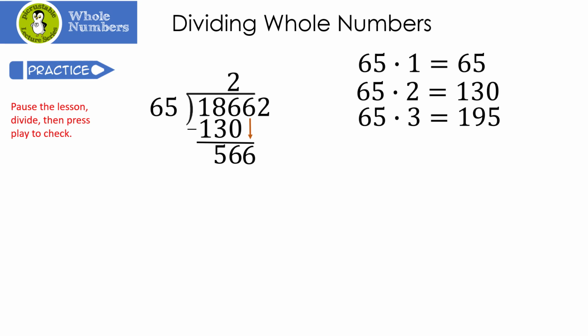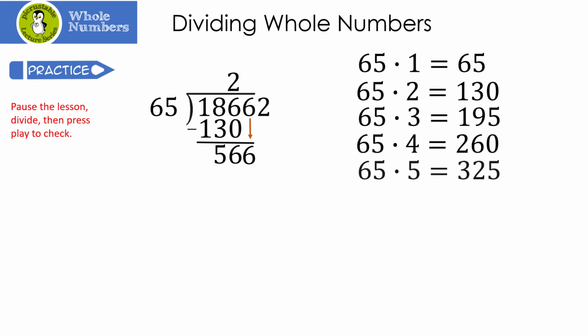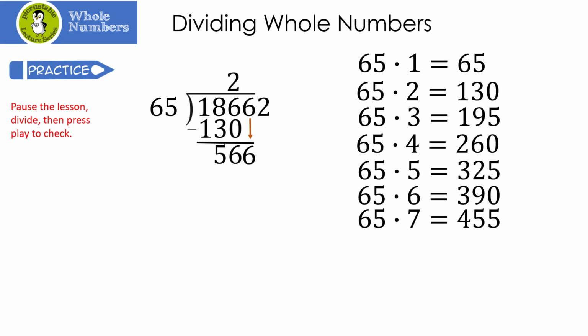How many 65s are in 566? Well, when we left off our multiplication, we have 65 times 3 is 195. 65 times 4 is 260. 65 times 5 is 325. Oh my gosh. 65 times 6 is 390. 65 times 7 is 455. 65 times 8 is 520, which is super close. That's what we're going to use. So we're going to bring up our 8. We're going to subtract 520, and we end up with 46.